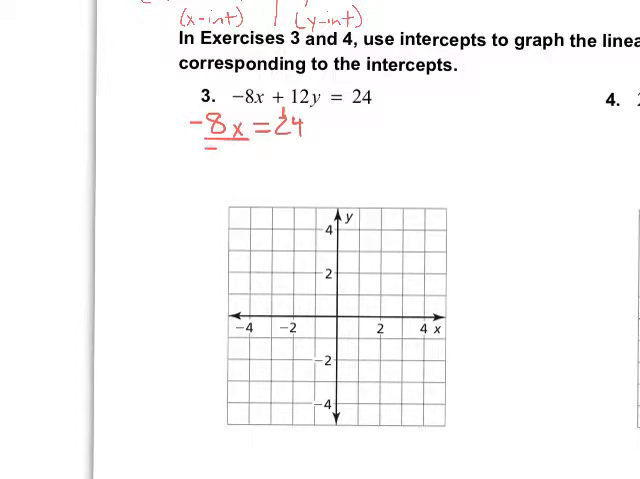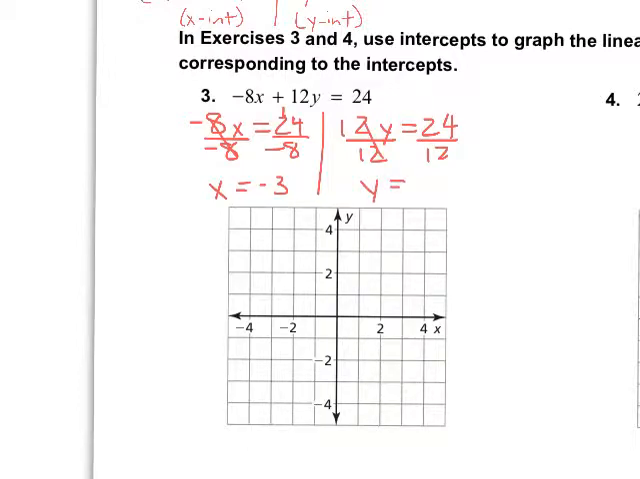I divide by negative 8, and I end up with x equals negative 3. Okay, in order to find the y-intercept, I cover up the x term, and I'm left with 12y equals 24. Divide by 12 on both sides, and I end up with y is 2.